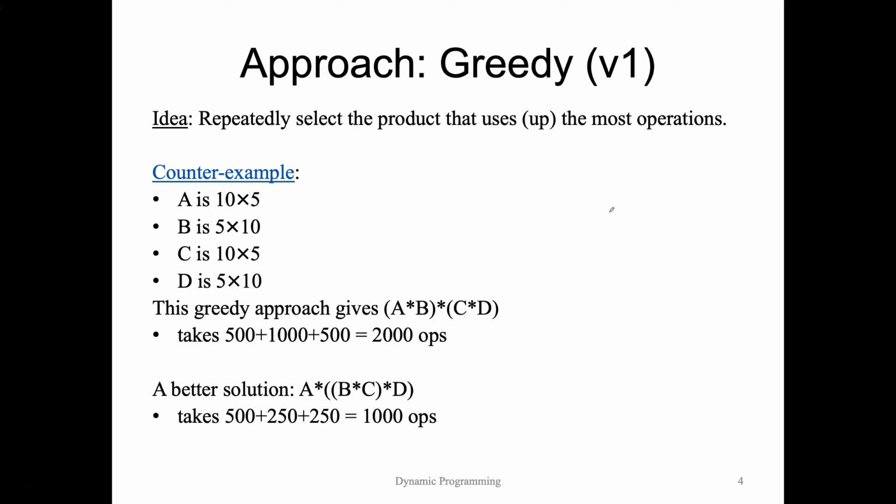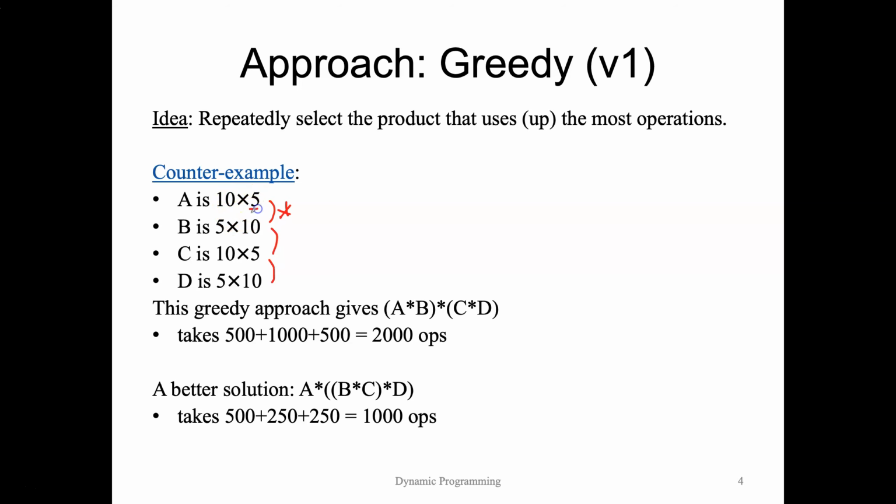Well, there are a few greedy choices that we could make. Maybe we choose, of all of the possible ways that we could multiply the first two matrices together, because we have to figure out what's the first operation we're going to do, we always grab the one that uses up the most operations. So for example, given these four matrices, between multiplying A and B together, or B and C, or C and D together, we would choose to multiply A and B together first, because we end up using up the most operations.